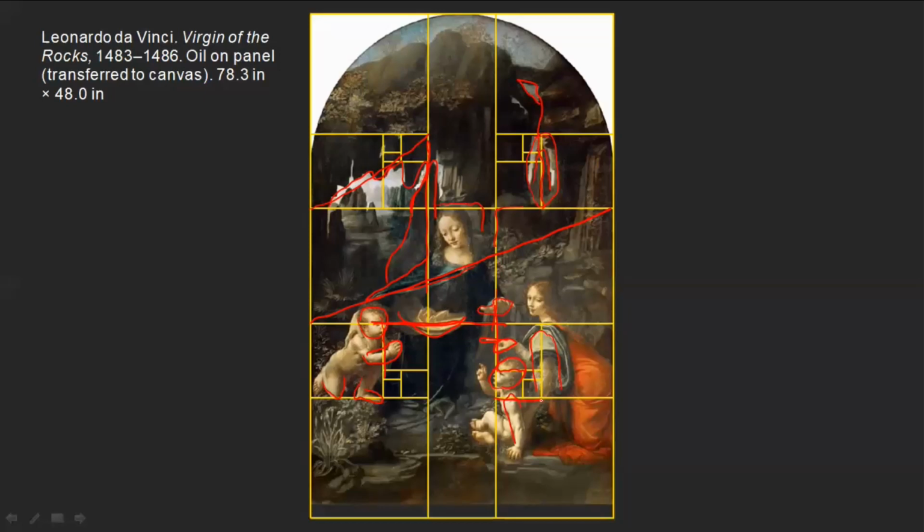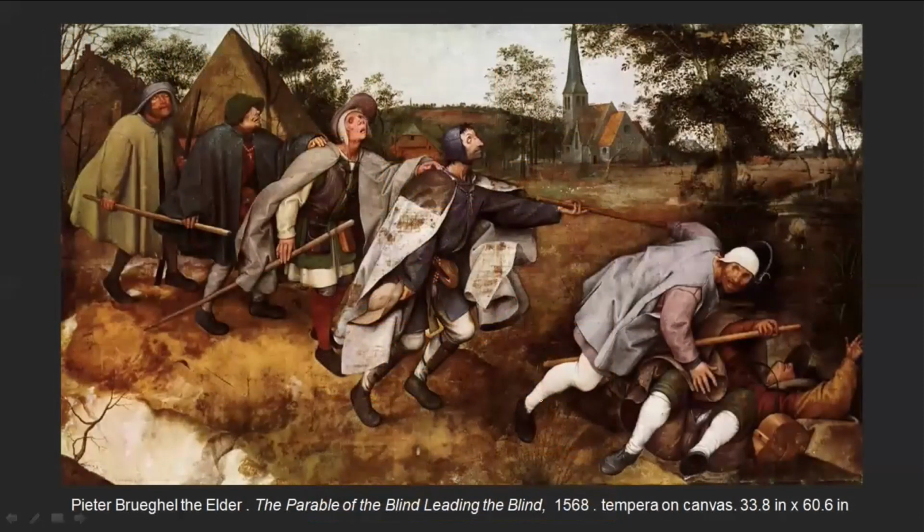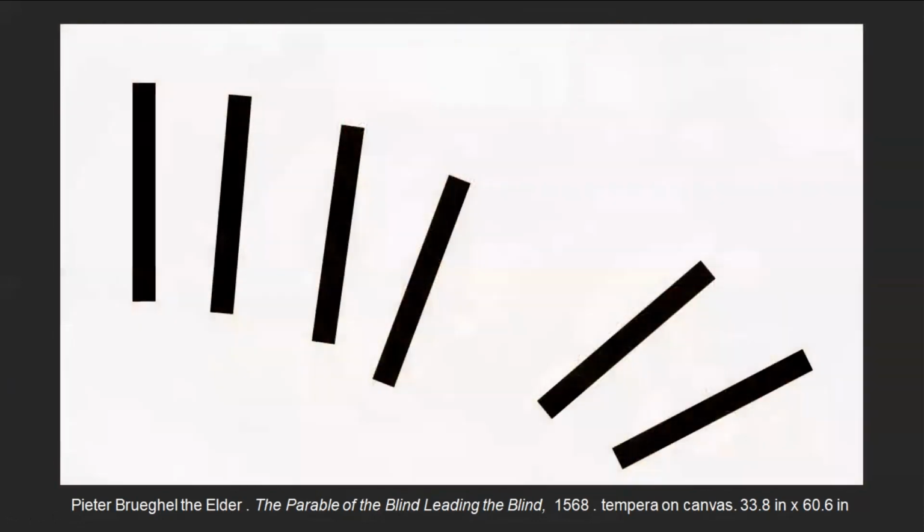Modulation is a measured change. It can be a measured change in position. We've looked at this painting before, the parable of the blind leading the blind. And here we have an example of a change in position, a measured change that moves from upright to down if we take a look at this sort of diagram of the painting here.